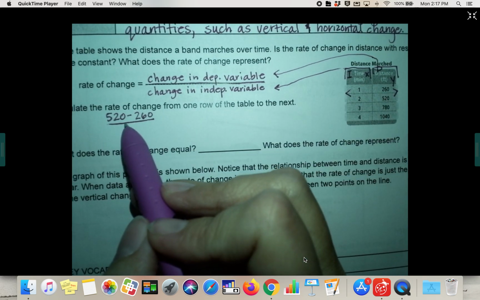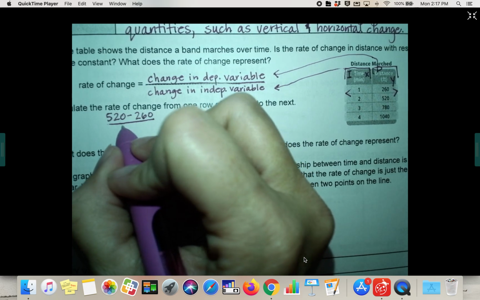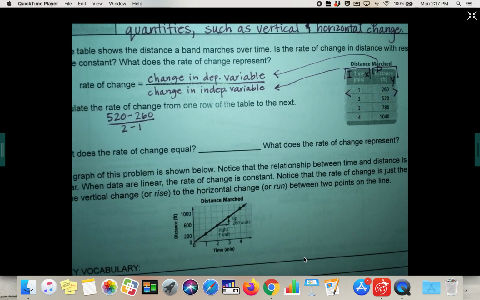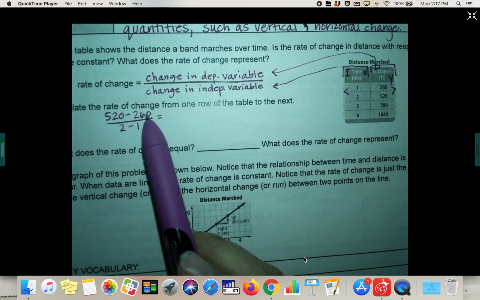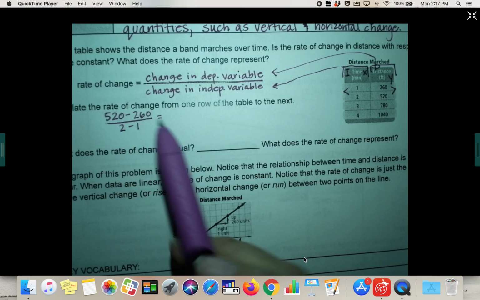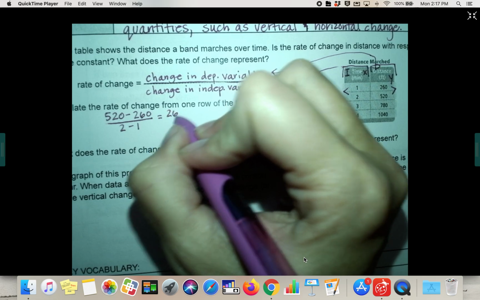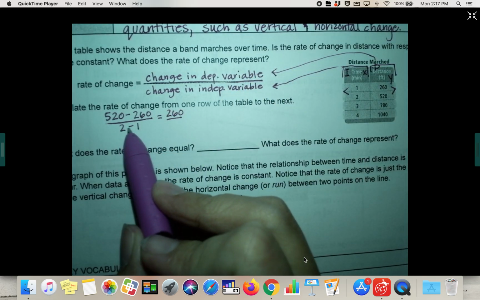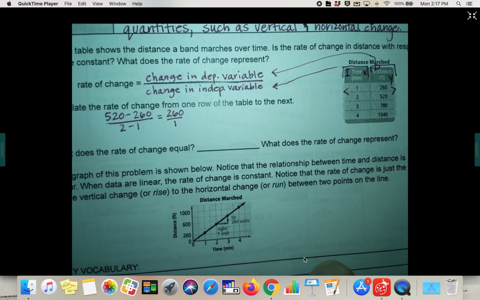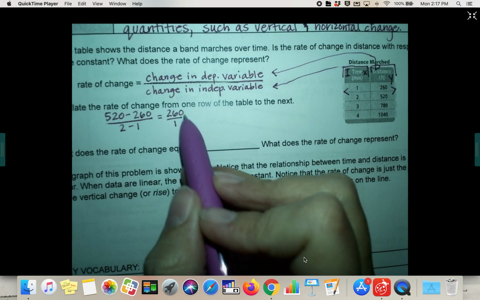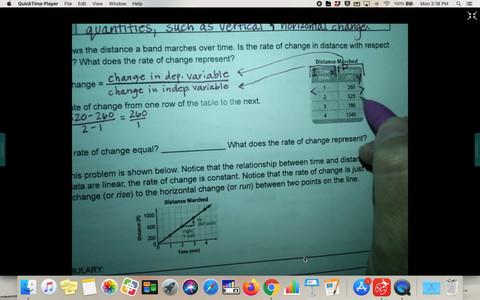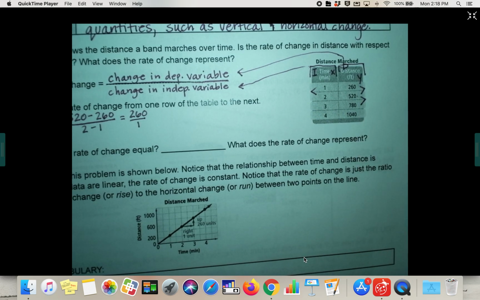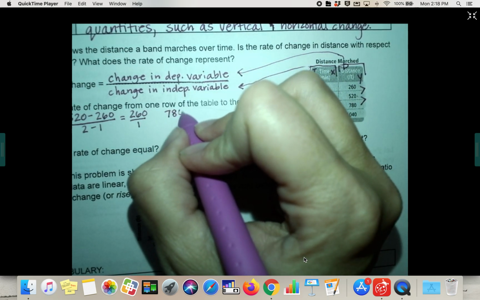But because we subtracted this one, let's go ahead and subtract the other one. 2 minus 1. Let's see if you can figure out how to do this math. So the change in the dependent variable, when you subtract this, is 260. And the change in the independent variable, when you subtract this, is 1. Okay, we can assume that this is the change every time, but just to be sure, let's go ahead and do maybe one more. So let's do 780 minus 520.